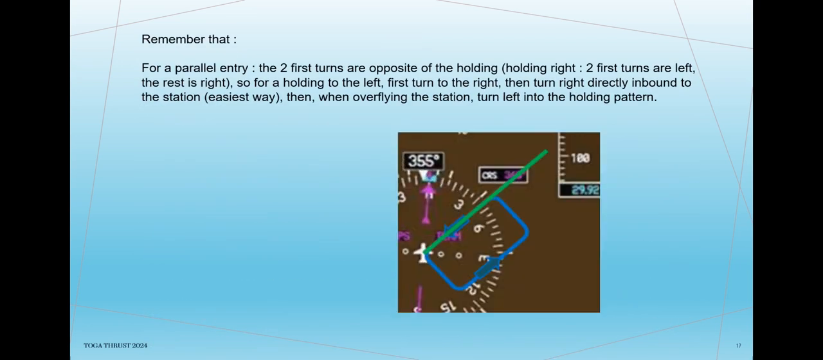Remember that for a parallel entry, the two first turns are opposite of the holding. Holding right, two first turns are left, the rest is right. So for a holding to the left, first turn to the right, then turn right directly inbound to the station, easiest way. Then, when overflying the station, turn left into the holding pattern.